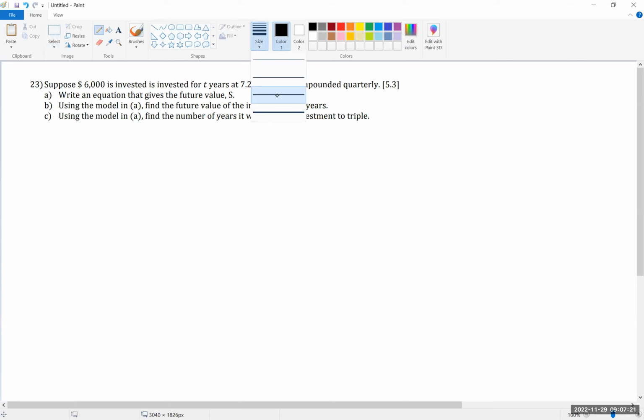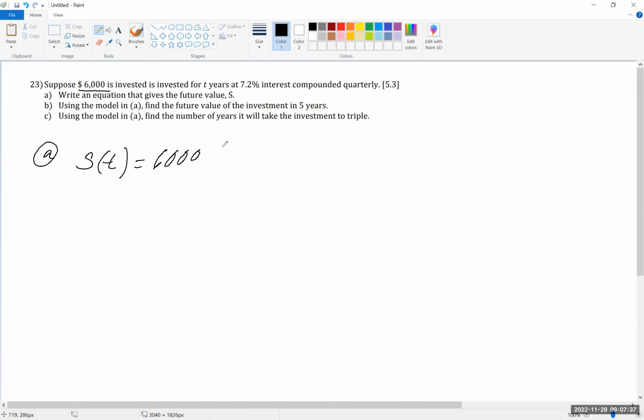All right, so for part A, the formula is S of t equals the amount invested, 6,000, times 1 plus r over n. This is our r, so we have to write it as a decimal. n is 4 because this is quarterly, to the nt. So that's our equation. You could go ahead and compute that, but it's not necessary. It's better in a way to leave it, because then you don't have to worry about rounding error until the end.